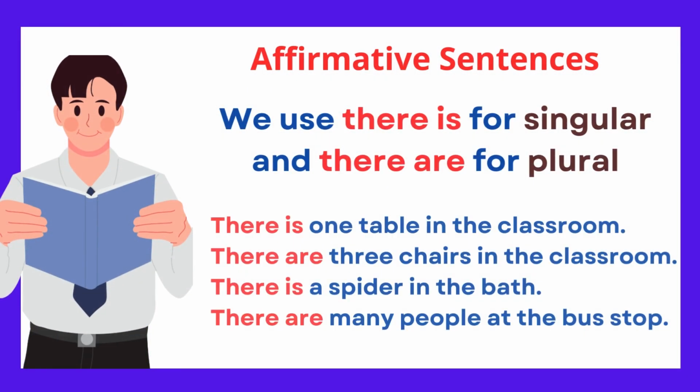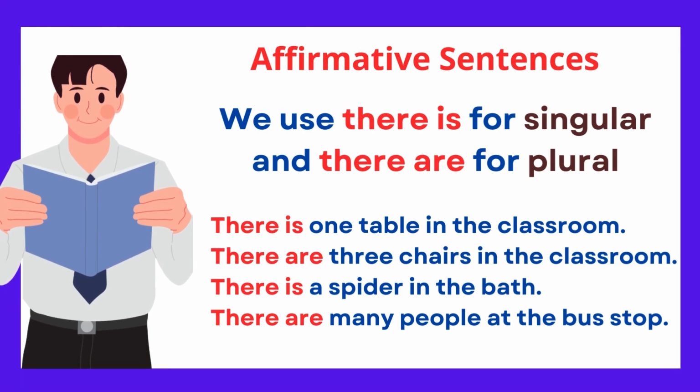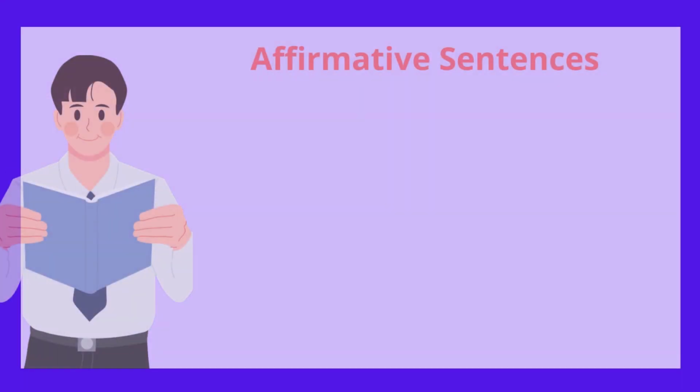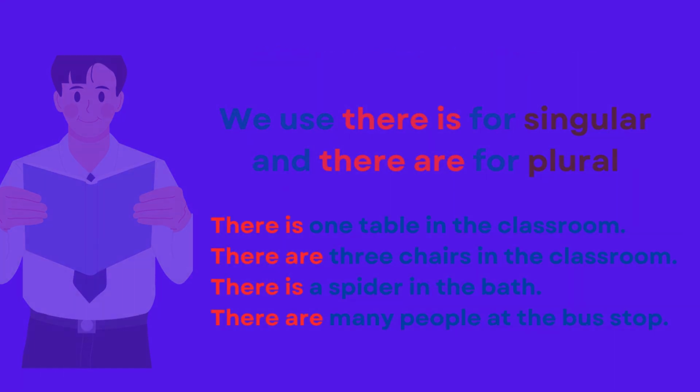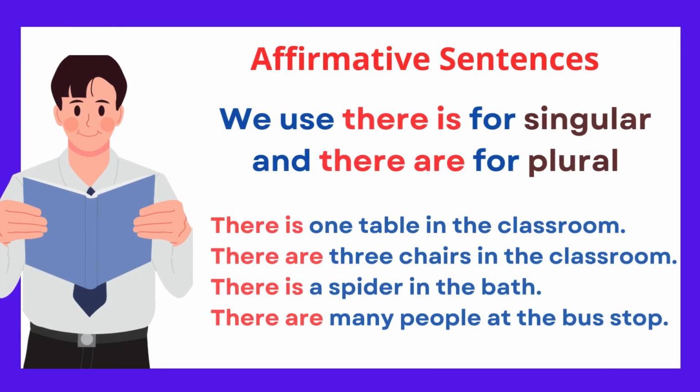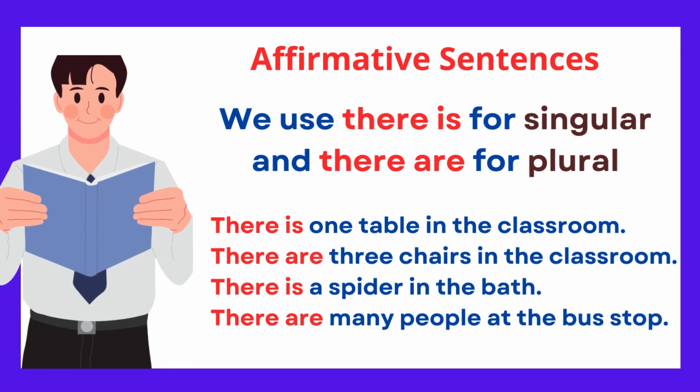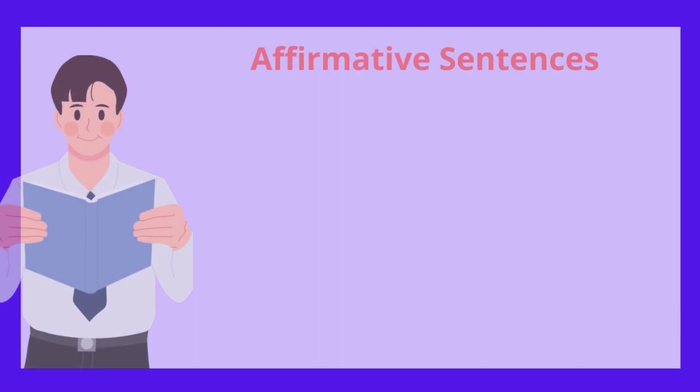Affirmative sentences. We use there is for singular and there are for plural. There is one table in the classroom. There are 3 chairs in the classroom. There is a spider in the bath. There are many people at the bus stop.